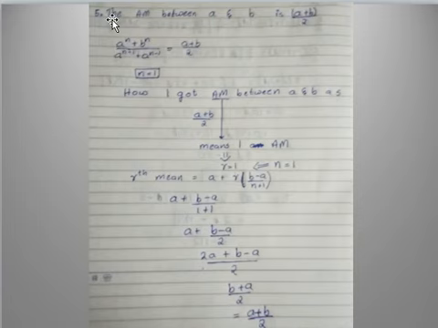Now let's check the denominator, substituting the value n as 1. So A power 1 minus 1 plus B power 1 minus 1 is nothing but 1 plus 1, which is 2. So the value of n is 2.